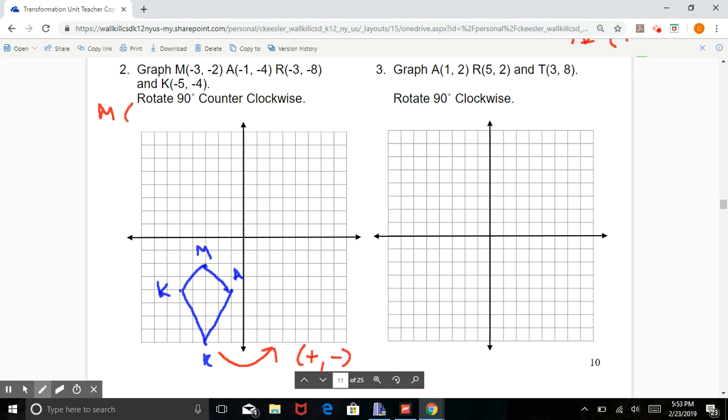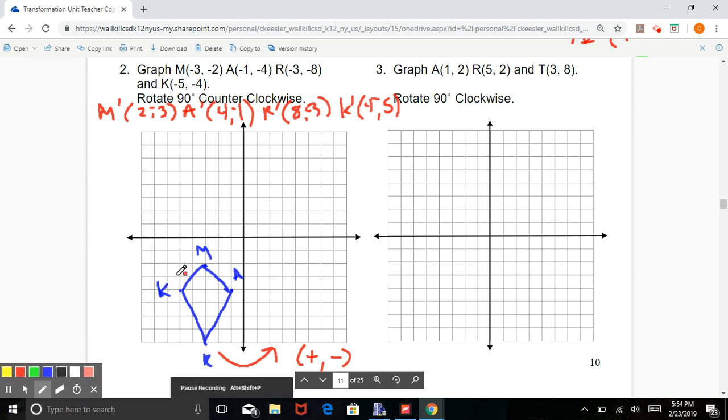So M prime, switching the coordinates would be 2, 3. And then applying the new signs is going to be positive 2, negative 3. A prime, switching the coordinates would be 4, 1. Applying the new signs is going to be positive 4, negative 1. R prime, switching the coordinates is going to be 8, 3. Applying the new signs is going to be positive 8, negative 3. And then K prime, switching the coordinates is going to be 4, 5. And applying the new signs, positive 4, negative 5.